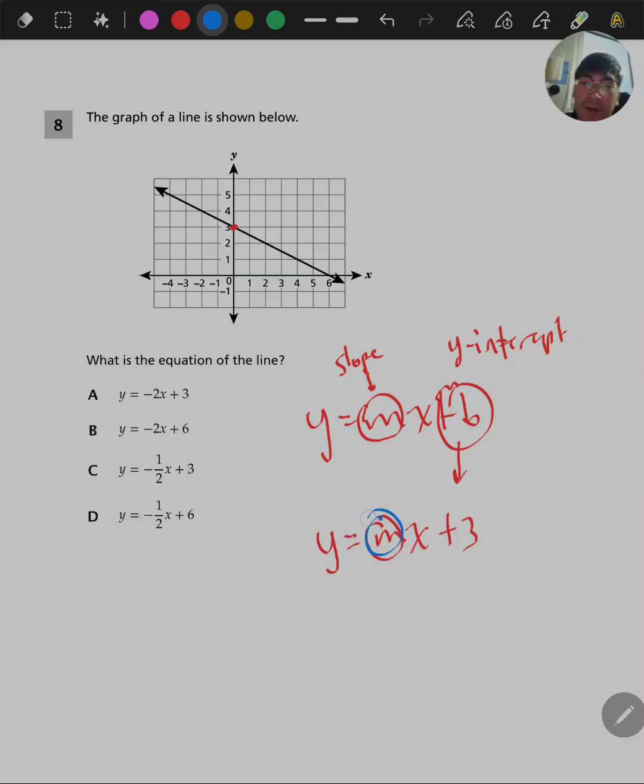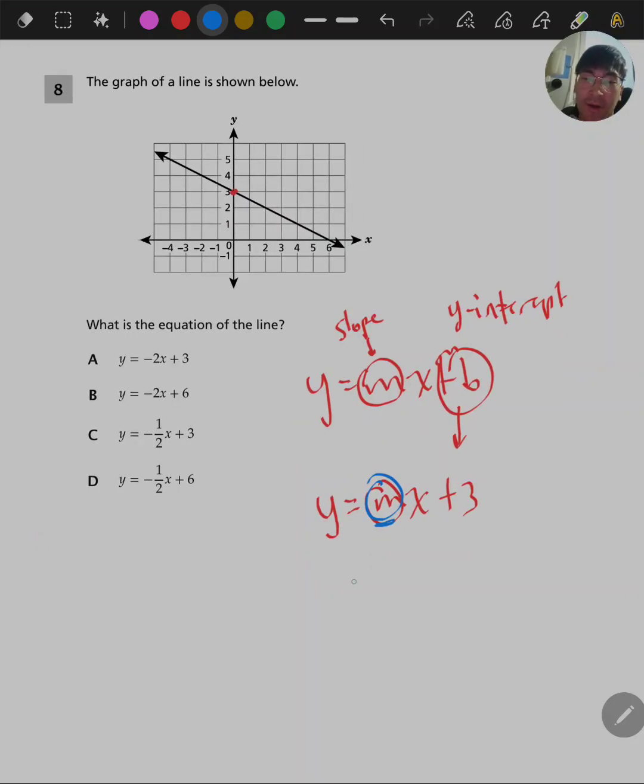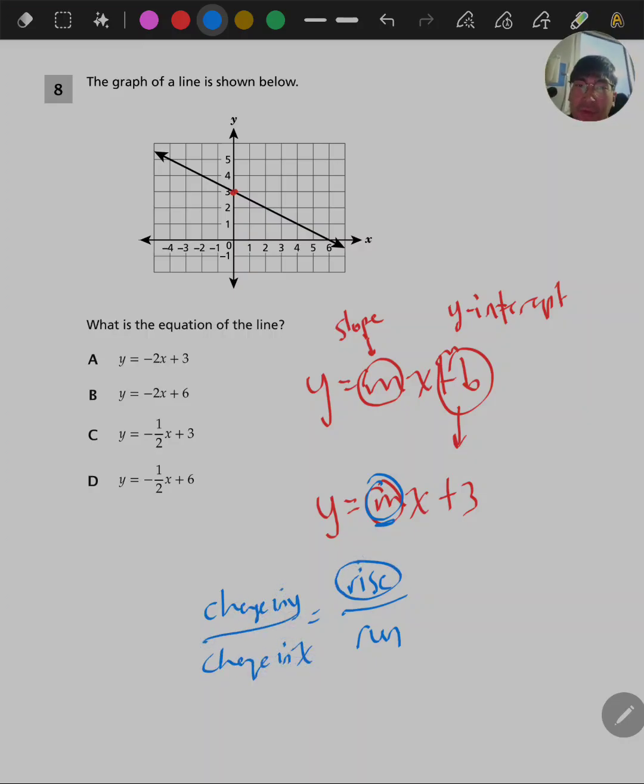If you've looked at my other videos, the m is going to be the rise over run, or better, change in y over change in x. I don't like the word rise because in some problems, for example this one, it's not always a rise. If you have a negative slope, like this one, it's descending. So let's look at the change in y.